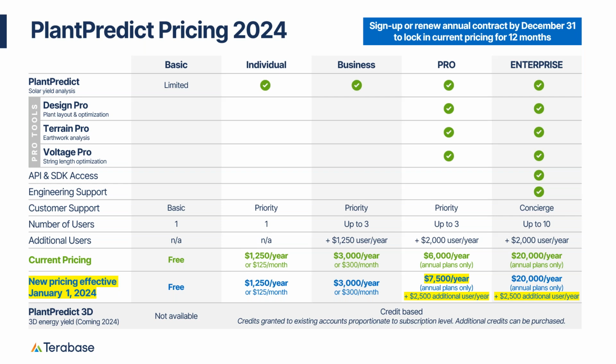Now on January 1st, we're going to be increasing the price of the Pro plan to $7,500. We'll also be increasing the price of our additional Pro user licenses from $2,000 per user per year to $2,500 per user per year.